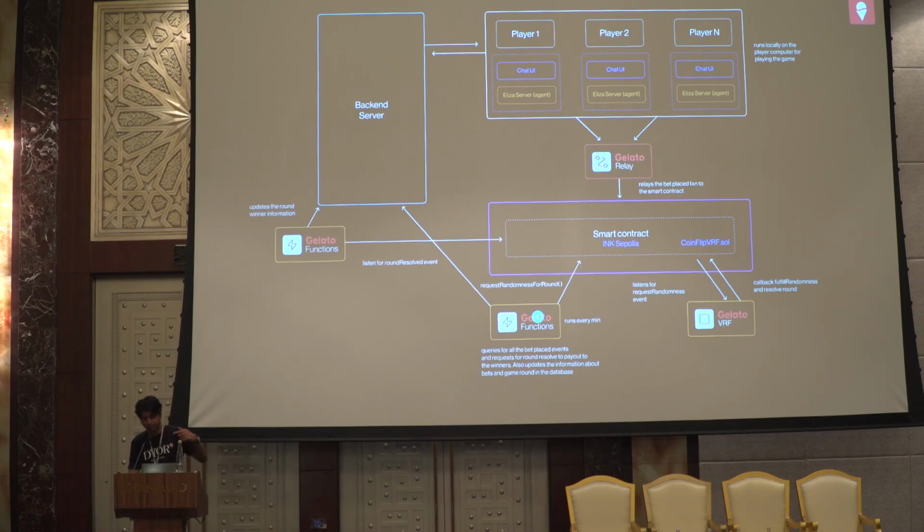And every minute, Gelato will then scan for events, and it will find all the users that have placed their bets. It will then request a round for randomness, which will emit an event called request randomness. This is then fulfilled by Gelato VRF, and then the round is resolved. So that's the flow. You start off over here, you relay the transaction. Gelato functions will then, every minute, find all the players that have placed bets. It will then ask Gelato VRF for the randomness every minute. It will then fulfill the randomness in the target contract, and you get the resolved round.